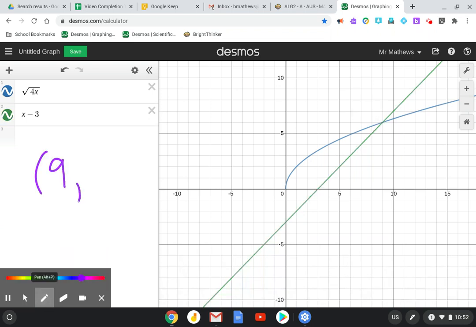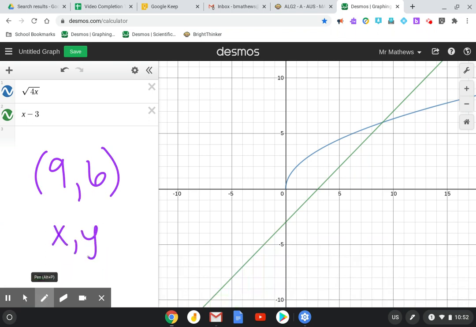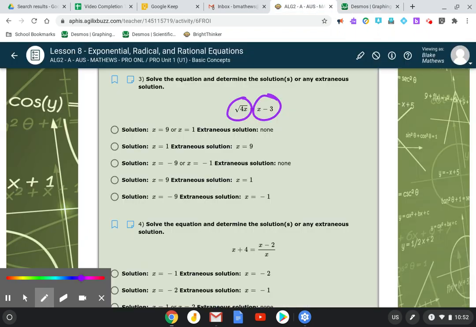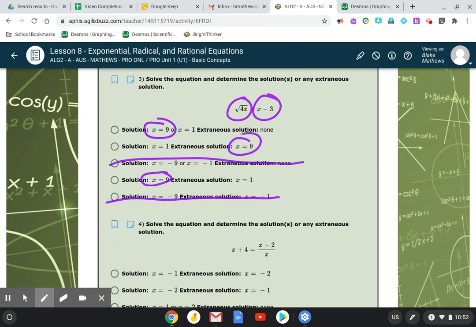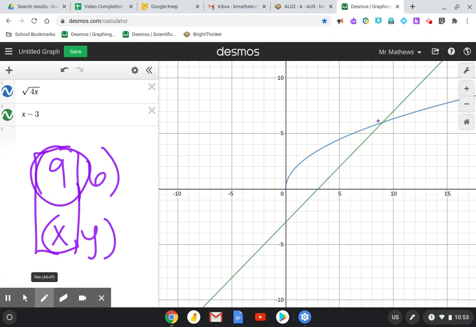Write that down here, 9, 6, which is an xy point. So the x value there is 9. That's the one we're interested in. Let's jump over here and see. We see that we do have solutions for 9 here, here, not here, not here, and then we have one here as well. So the question is, is 9 a real solution or is it an extraneous solution? We know it is real because we can see it on the graph right there. That shows us that this is a real solution.